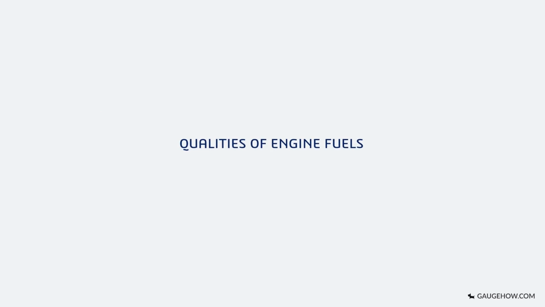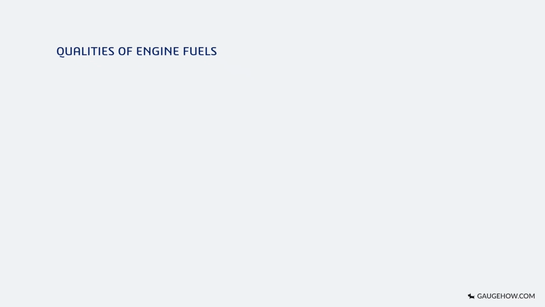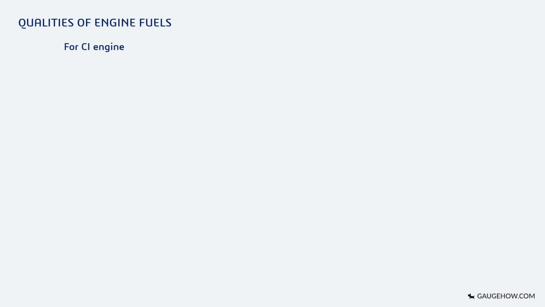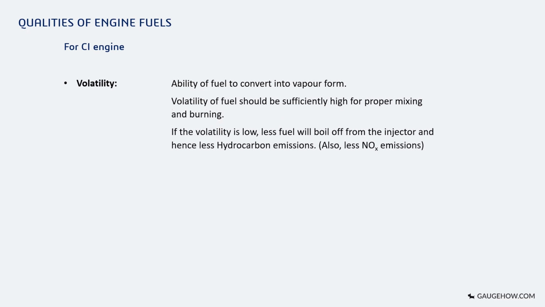The analysis of various qualities that a fuel should possess is slightly different for SI and CI engines. For CI engine fuel, the characteristics are volatility. It is the ability of fuel to convert into vapor form. Volatility of fuel should be sufficiently high for proper mixing and burning. If the volatility is low, less fuel will boil off from the injector and hence less hydrocarbon emissions will occur.